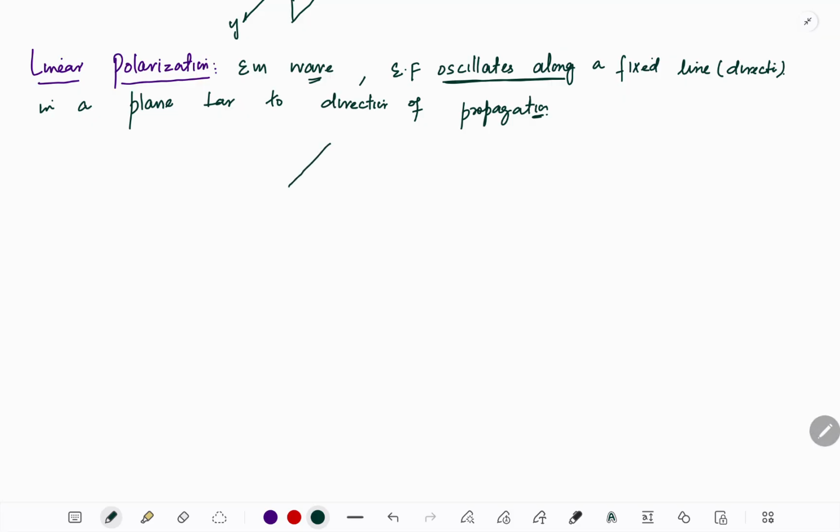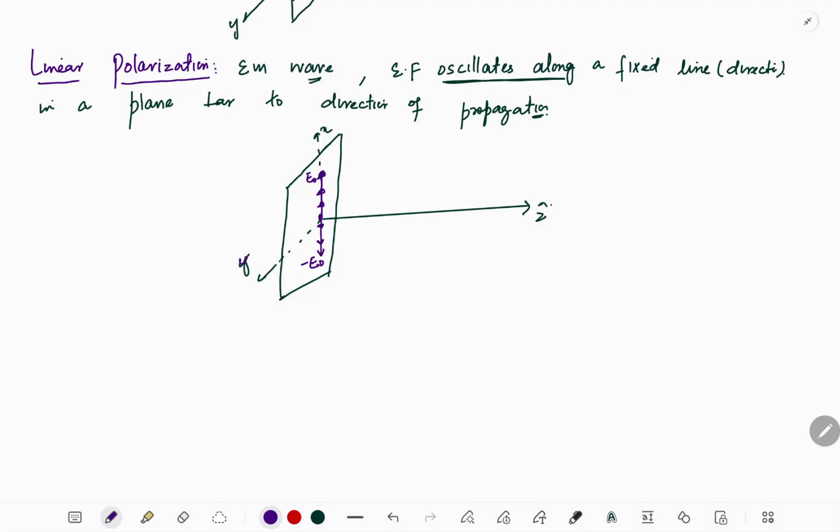Let's again write this xy plane, and let's assume the wave is propagating along the z direction. From here it is the y-axis, from here it is the x-axis. Let's assume the electric field is oscillating in this direction. It would be maximum here, then it will decrease, then decrease again, then become zero, then increase in the other direction, and become maximum, here E naught and here minus E naught.